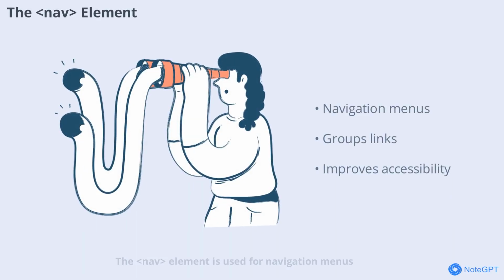The nav element is used for navigation menus. It groups together links that help users move around your website. Placing your main menu inside a nav tag improves accessibility and makes your code easier to understand.